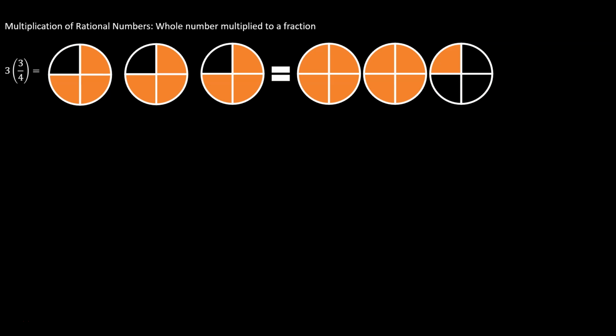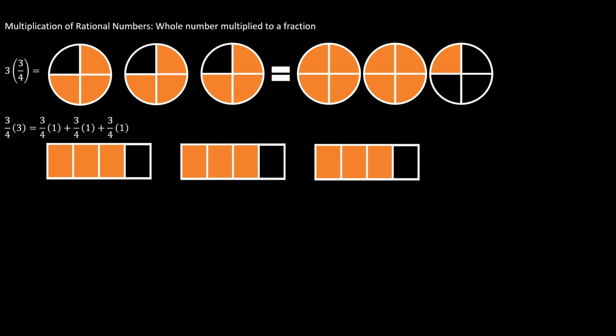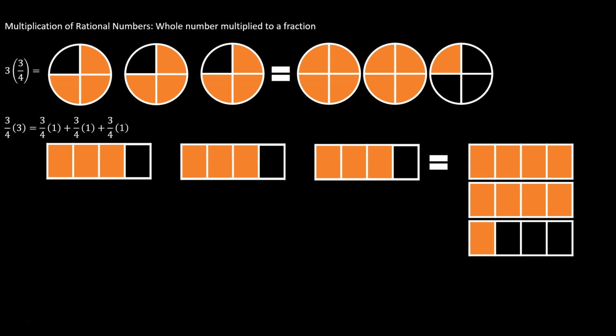We can also take a look at this in another way using rectangles. If we did 3/4 of 3, we can do 3/4 times each one whole rectangle. So we start with 3 full rectangles, just like we did with the circles. Take 3/4 of each rectangle, and then group together all of the shaded sections.